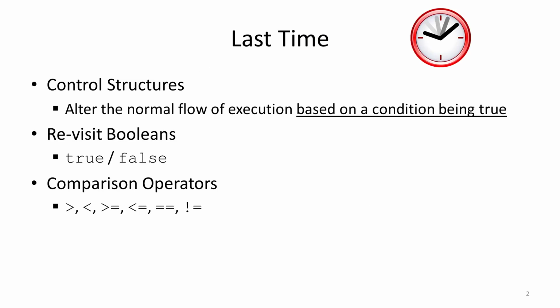In the previous video, we started our journey into control structures. Control structures alter the normal flow of execution in a program based on a condition being true. The basis of control structures operate on Booleans. Booleans are logical values, true and false. You can think of them as yes or no. We were introduced to the comparison operators, which are used to compare primitive values. The evaluation of a comparison is a Boolean.